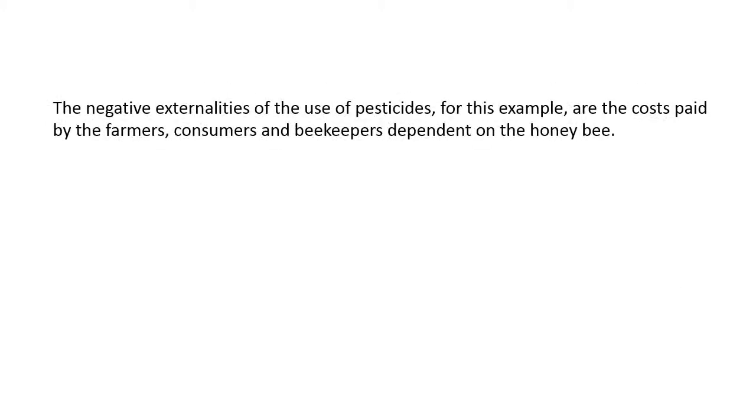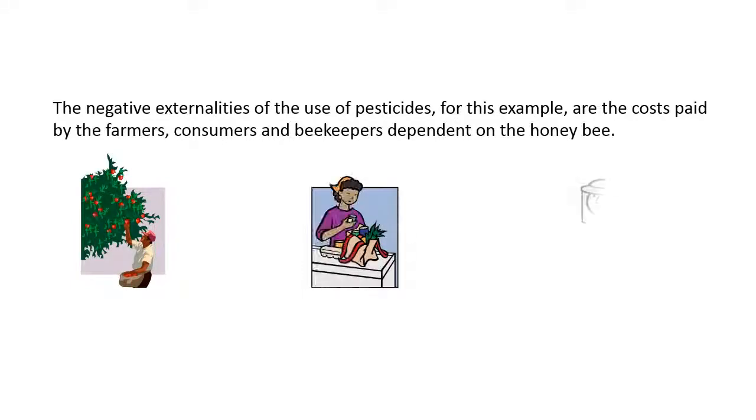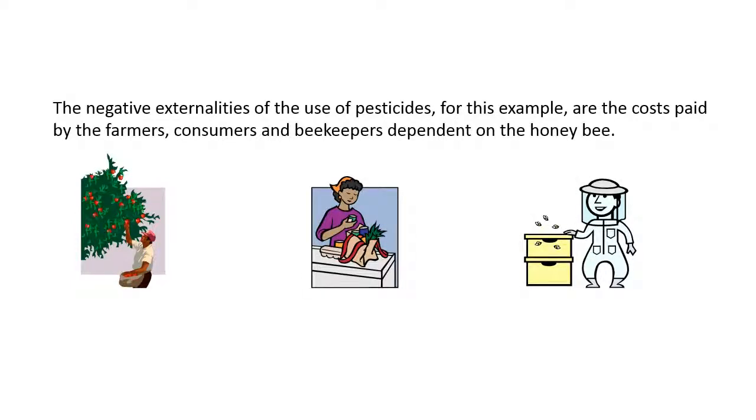The negative externalities of the use of pesticides by Farmer Jim and others like him are the costs paid by the farmers, the consumers, and the beekeepers dependent on the honeybee.